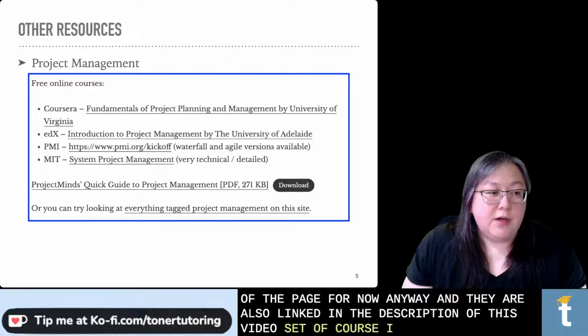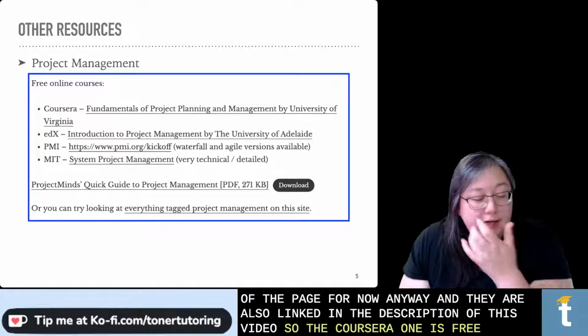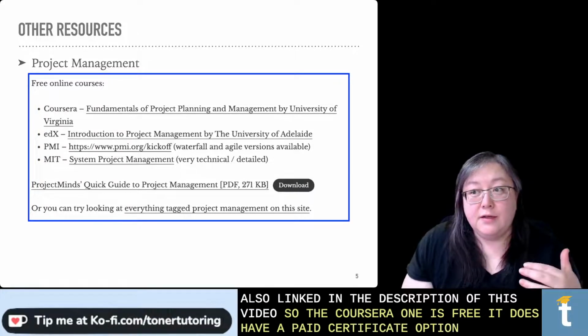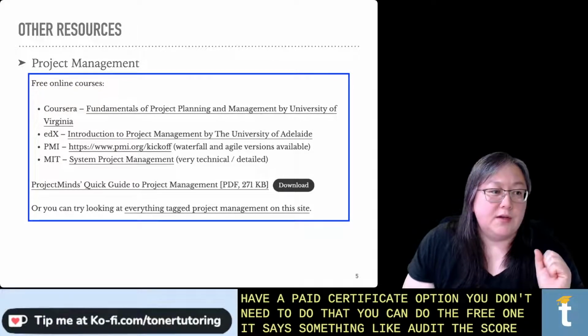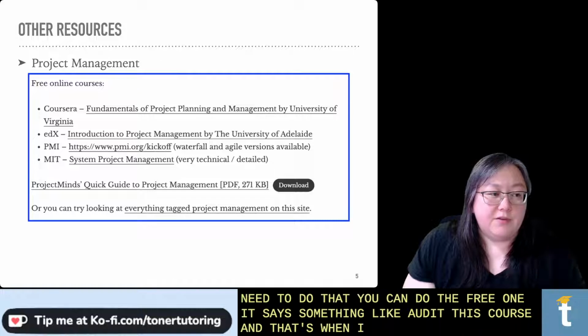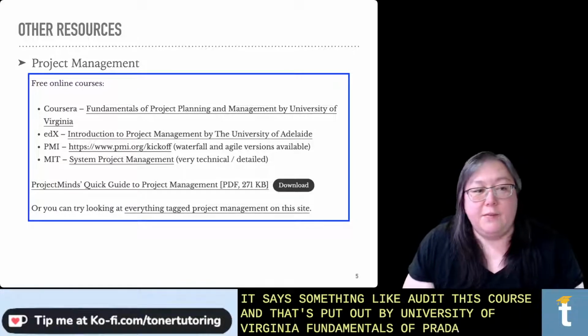So the Coursera one is free. It does have a paid certificate option. You don't need to do that. You can do the free one. It says something like audit this course. And that's put out by University of Virginia, Fundamentals of Project Planning and Management.